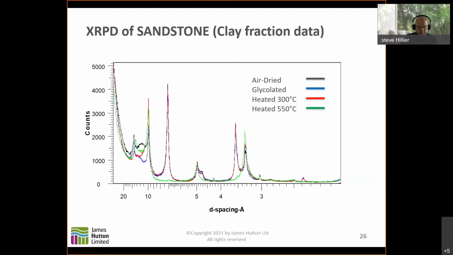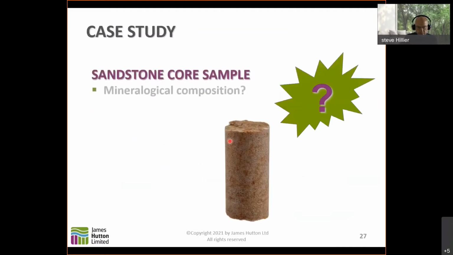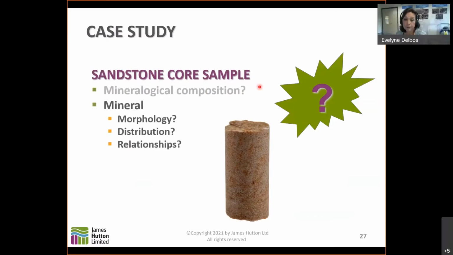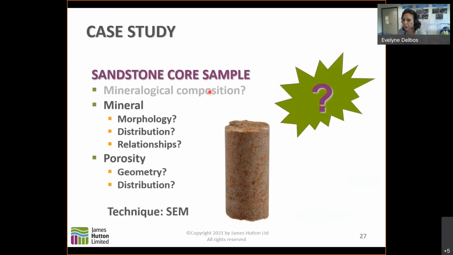Okay, thanks, Steve. Right, so we've got the mineralogical composition, but there might be other things that you might be interested in. You may want to know what the minerals themselves look like. What is their morphology? For clays, for example, is the clay fibrous or is it platy? What is the distribution of the various minerals? Are they found in a small pocket, or are they widely spread throughout the sample?